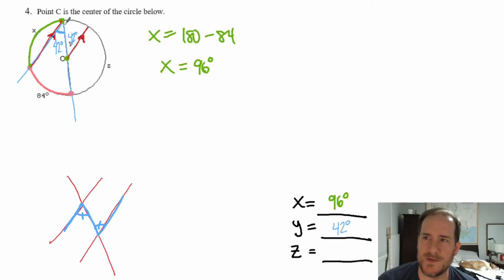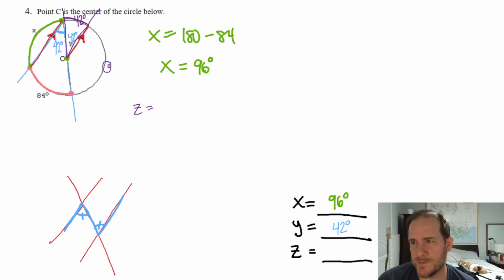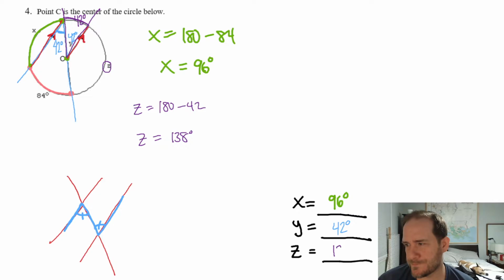Okay, and so now that y is 42, well, y is a central angle, so we can say that the arc that it cuts is 42. And then we can see that the 42 and arc z together would be the other semicircle that got chopped by this diameter. So we know that z is just going to be 180 minus the 42. So that's going to be 138. And then we're done with that one. So we can move on again.